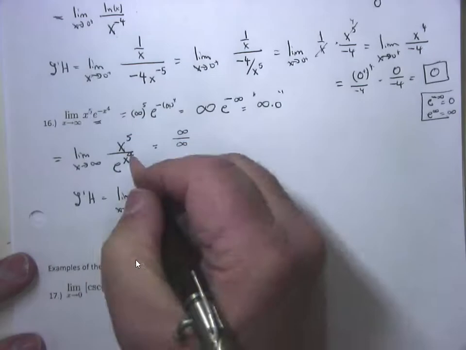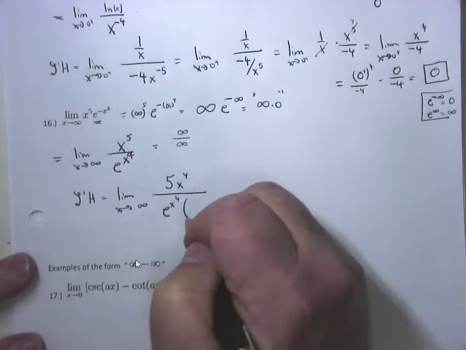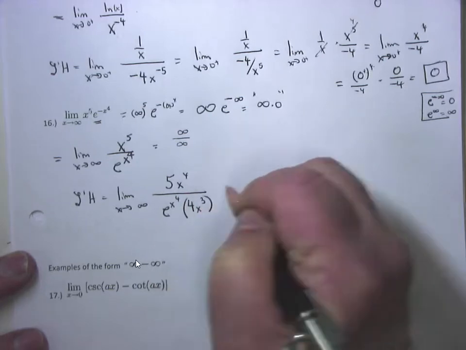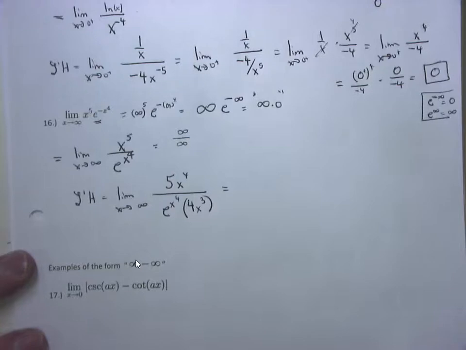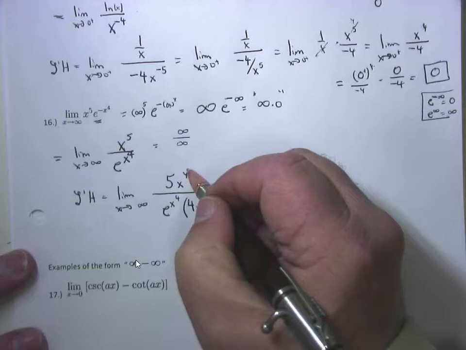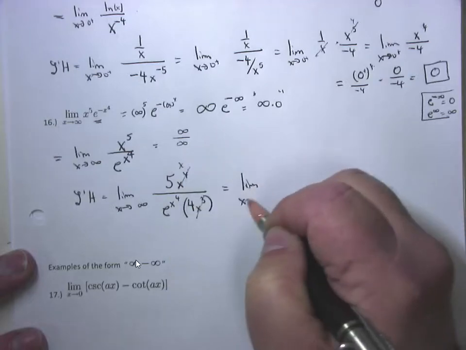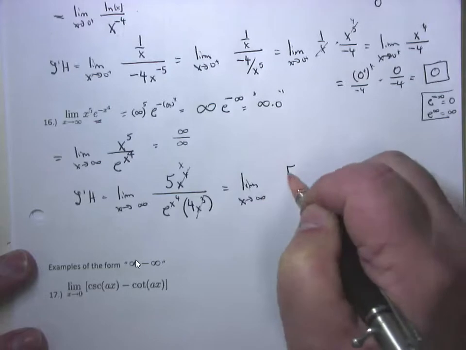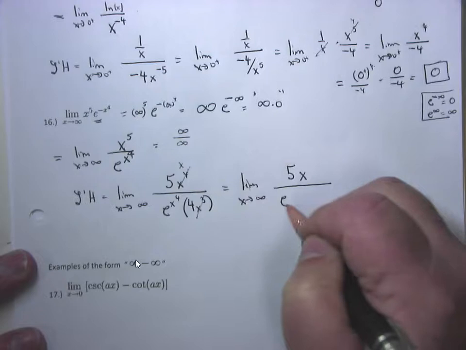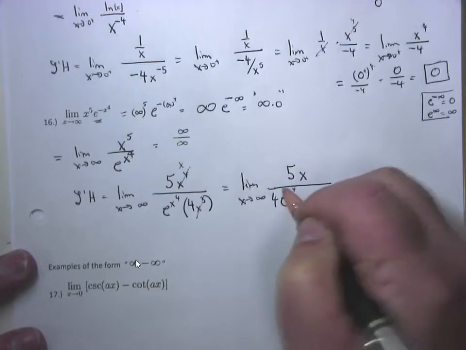So the derivative of e to the x to the fourth would be e to the x to the fourth times the derivative of the exponent. What's the derivative of x to the fourth? 4x to the third. Clean it up. The x cubed cancels with x to the fourth, leaving an x on the top. So this is the limit as x approaches infinity of 5x divided by e to the x to the fourth times 4. I put the 4 out front here.